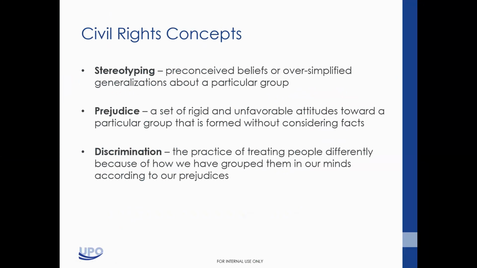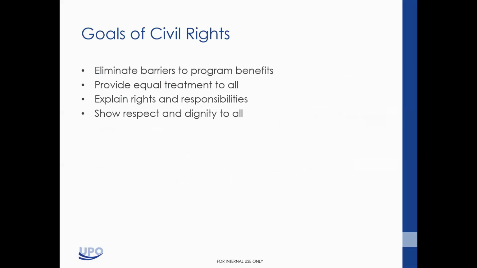So the concepts we're going to talk about: stereotyping, which is a preconceived belief or oversimplified generalization about a particular group. I'm sure we've all experienced this at some point. There's prejudice, which is a set of rigid and unfavorable attitudes toward a particular group that is formed without considering facts. And then there's discrimination, which is the practice of treating people differently because of how we have grouped them in our minds according to our prejudices. So, of course, we never want to be doing any of these kinds of things, especially not in our centers.